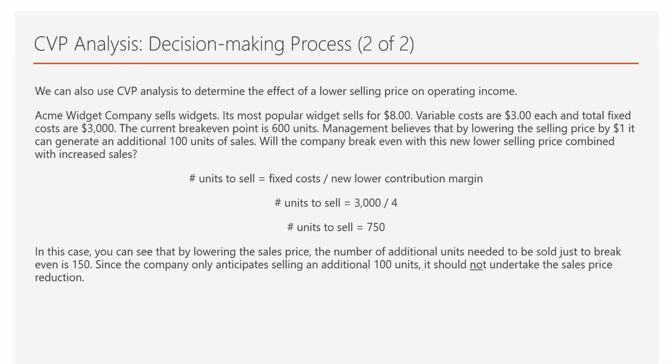Since we saw in the problem that the company believes it can only generate an additional 100 units of sales, should we undertake the sales price reduction? Absolutely not, because now we won't even break even. We were at break even before, and we are lower than break even now if we undertake that sales price reduction. My units to sell increased from 600 to 750, a 150 unit increase I need to sell. If I'm only going to sell 100 units and not the full 150 I need to break even, I should not undertake this reduction of sales price.